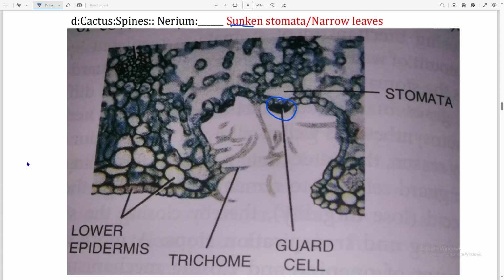You cannot write the term shrunken. If you write the term shrunken, then it is wrong. You have to write sunken stomata, or else you can write narrow lips. If the lips are narrow in nerium, it reduces the surface area, so the rate of transpiration is also reduced. This is also one of the adaptations in nerium.